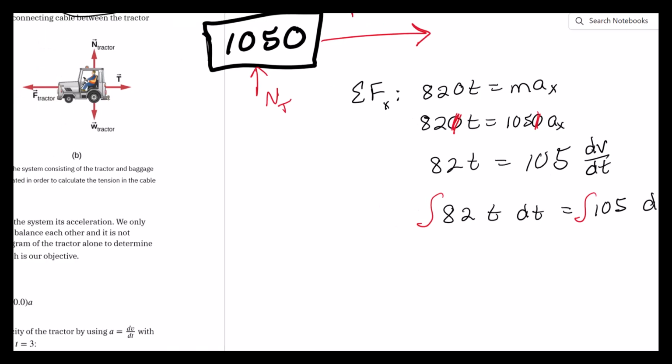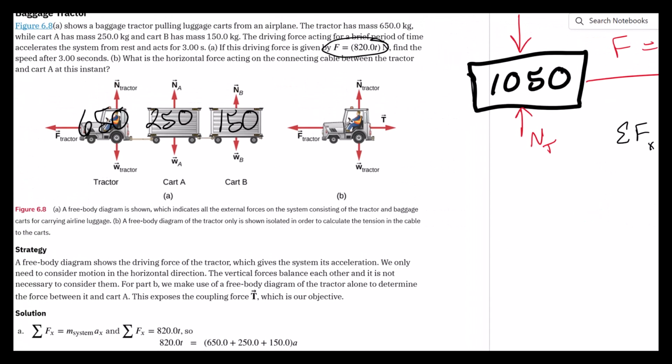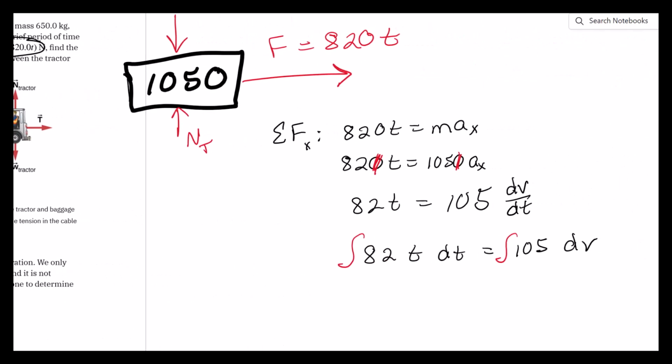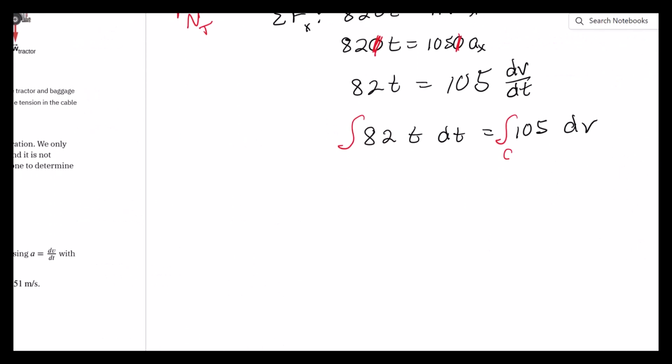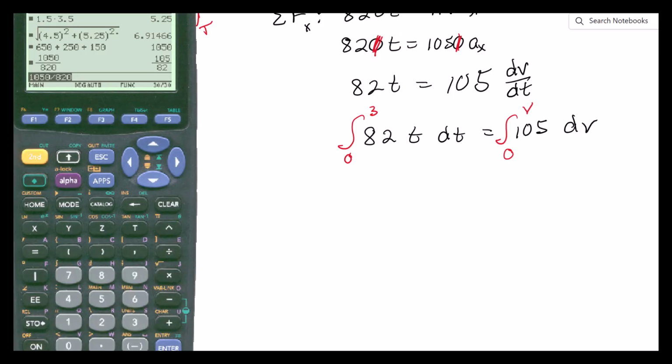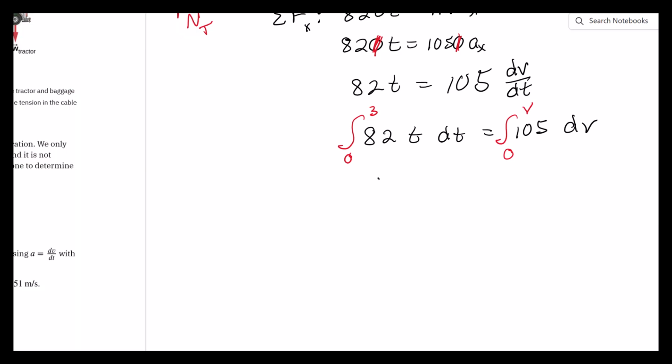Does it start from rest? I'm pretty sure they said it did. Starting from rest in x for 3 seconds. So it starts from rest, goes to some unknown velocity, from time equals 0 to 3 seconds. So what is 82 divided by 2? 41, I hope, but sometimes I do stupid things. Yeah, that's clearly 41. So I have 41t squared evaluated from 0 to 3, and then 105v evaluated from 0 to v.